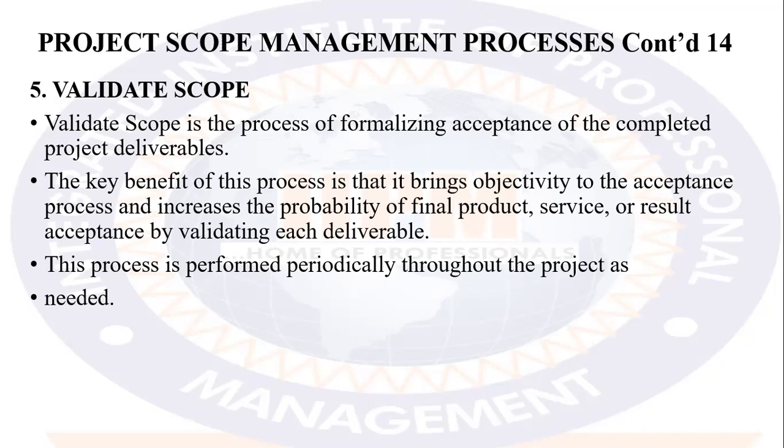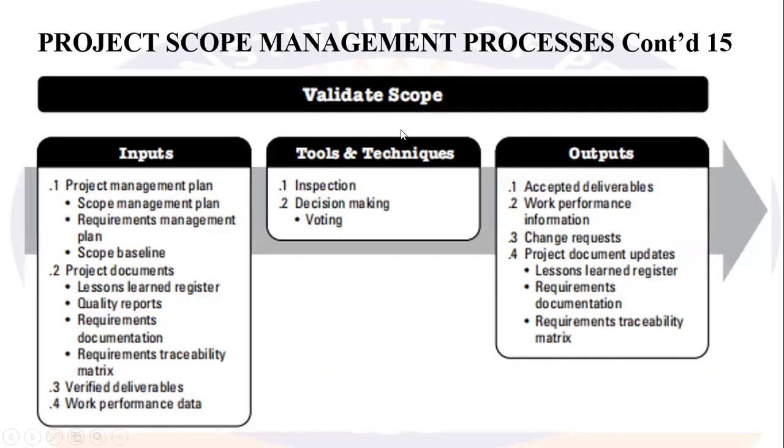For projects that are phased, for each of the phases you validate, move on, validate, move on, to reduce the risk of rework. In the inputs, we have the project management plan, where we have the scope management plan, requirements management plan, and the scope baseline. Then you have the project documents, where we have the lessons learned register, quality reports, requirements documentation, requirements traceability matrix, verified deliverables, and work performance data. On the tools and techniques, we have inspection and decision making, where we use voting.